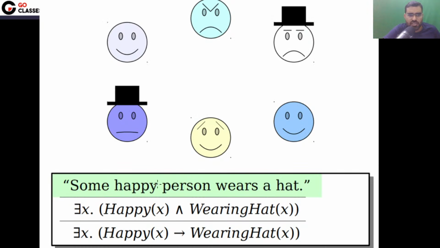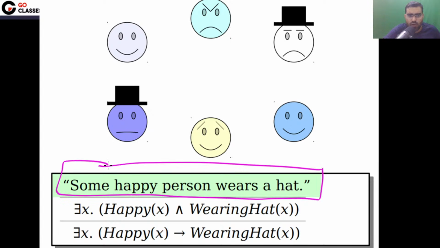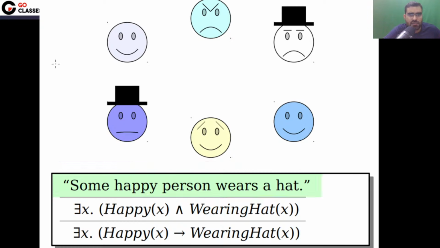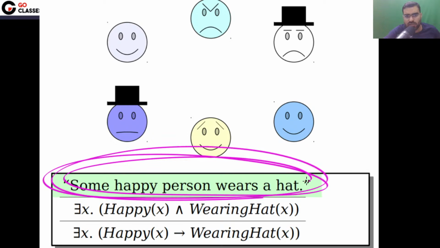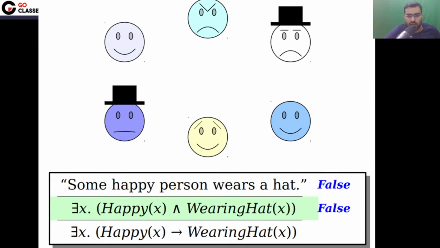For example, look at this diagram. Some happy person is wearing a hat. Is this English statement true or false? No happy person is wearing a hat, so definitely this is false. Do you agree this is false?